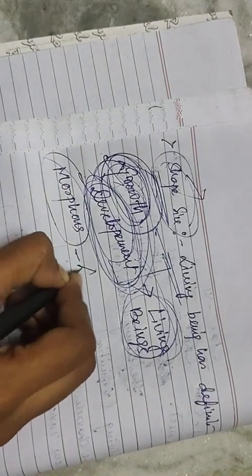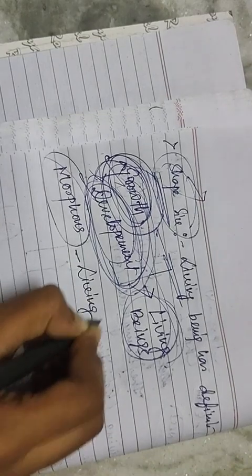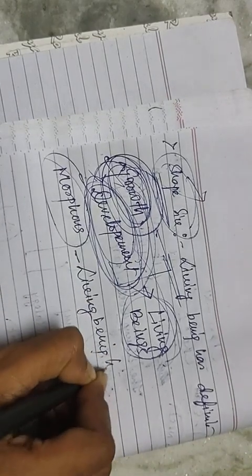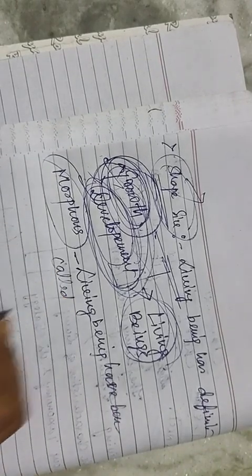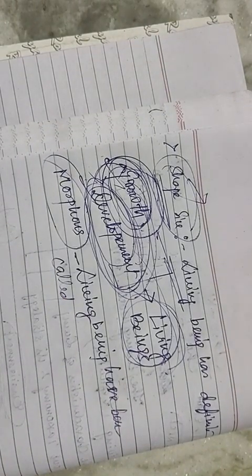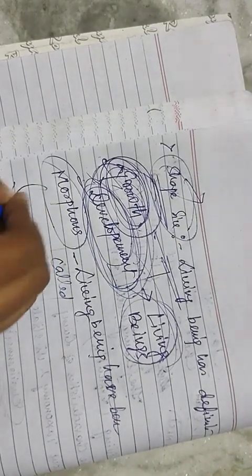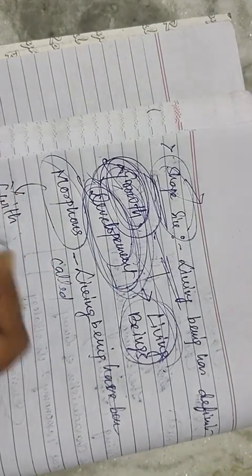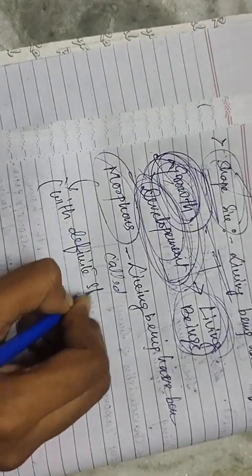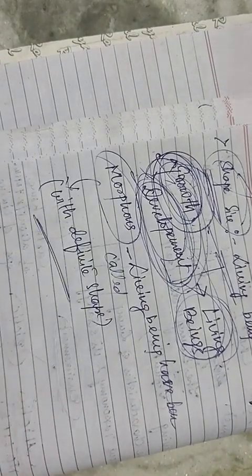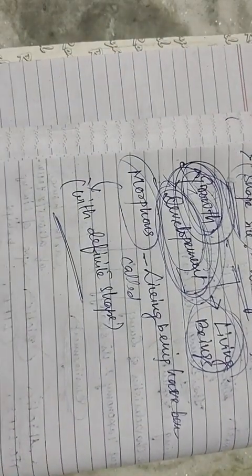These living beings have been called morphous. What is the meaning of morphous? With definite shape. Morphous means with definite shape.